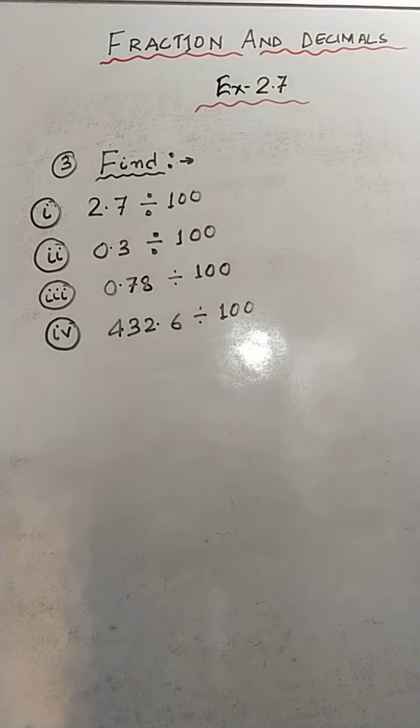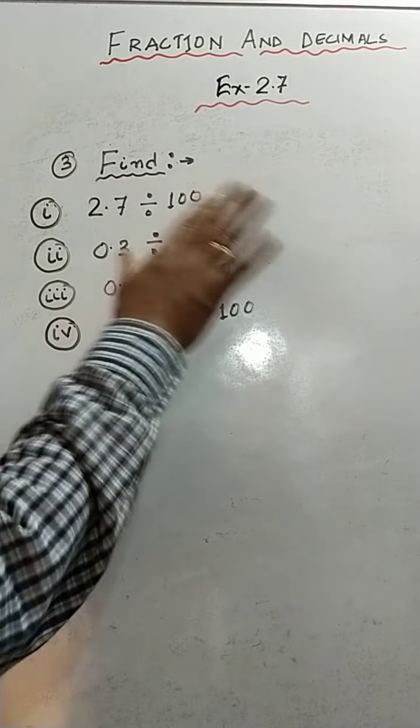Hello students, in this session I will explain question number 3, 4, 5, 6 of exercise 2.7, chapter Fractions and Decimals. In question number 3 we have 6 sums, so I will explain the first 4 sums and the rest of the 2 sums would be your homework, students. Okay, these are very easy.